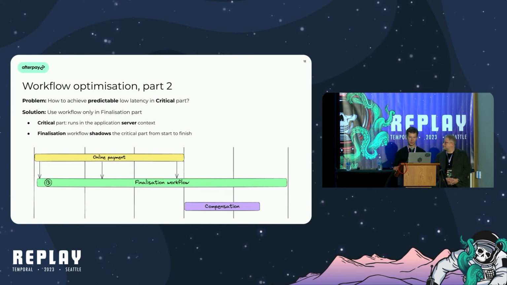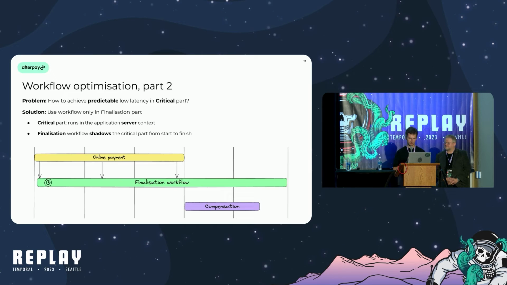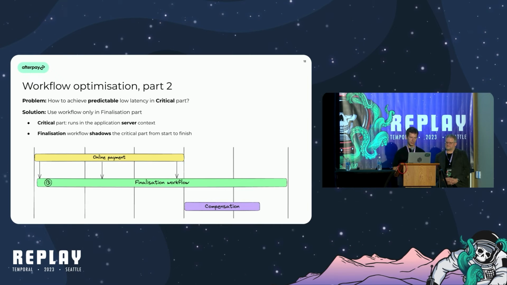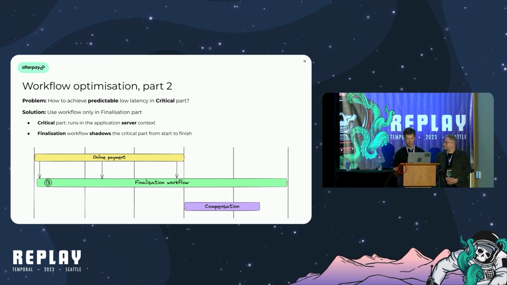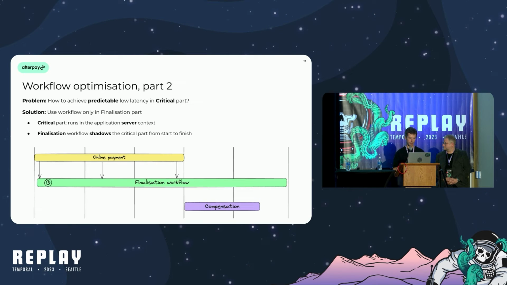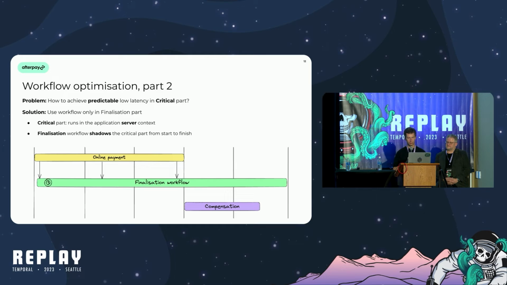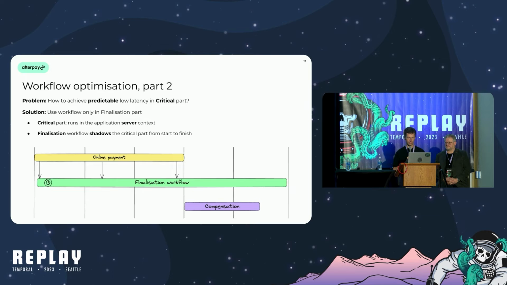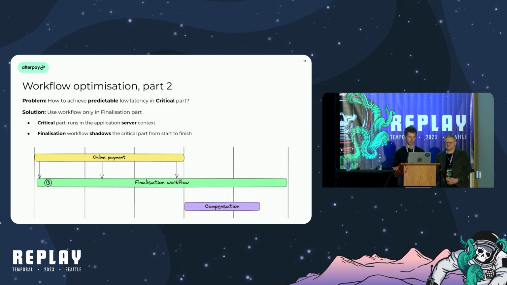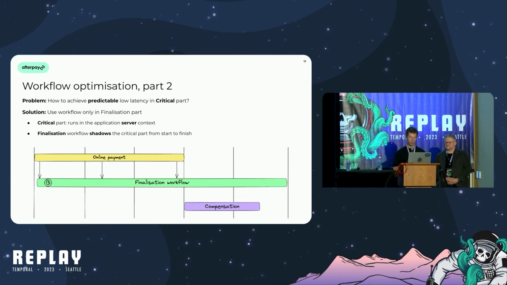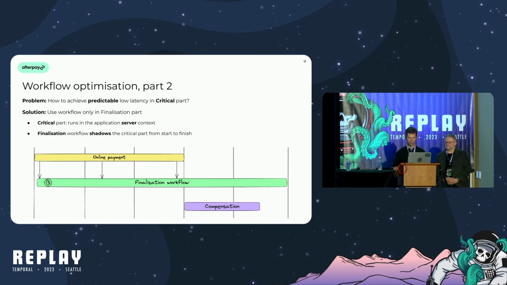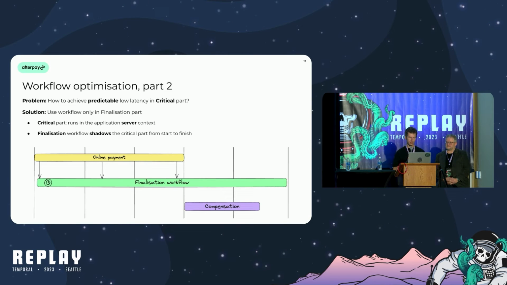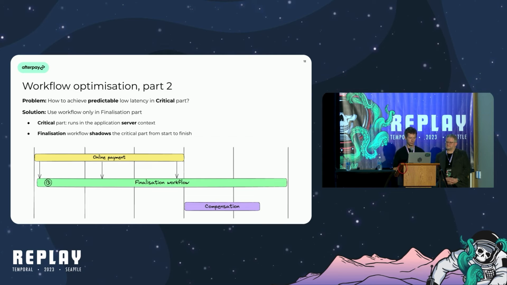First, we run the critical logic directly in the application server context, so we do not use Temporal workflows at all for this part. Instead, we start the finalization workflow asynchronously at the very beginning of the critical part execution. Then we update the finalization workflow about execution progress. So we use workflow signals to send necessary data required for finalization or compensation. And it's very important: always start a timer at the beginning of the finalization workflow, so it triggers compensation if no signals are received. It can happen when the application server crashes, for example.